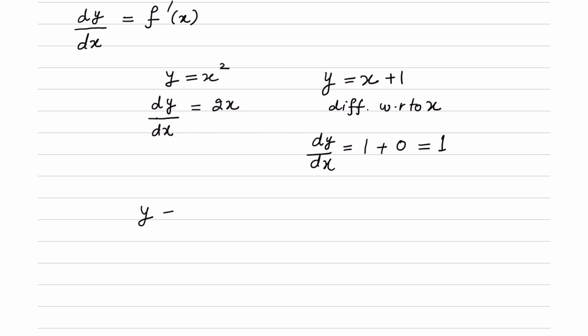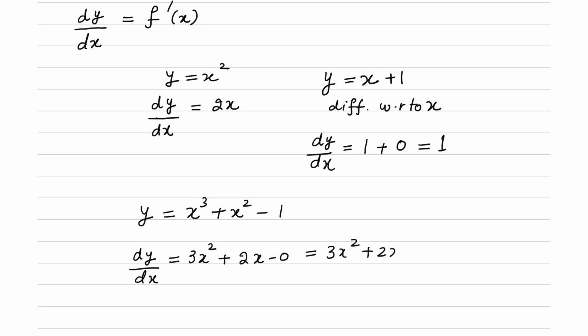Now let's say we have another explicit expression, meaning y depends upon x and the terms involving x are entirely on one side. So when we find the derivative of y with respect to x, on the right hand side by the power rule, we get 3x square plus 2x minus 0, which is equal to 3x square plus 2x.